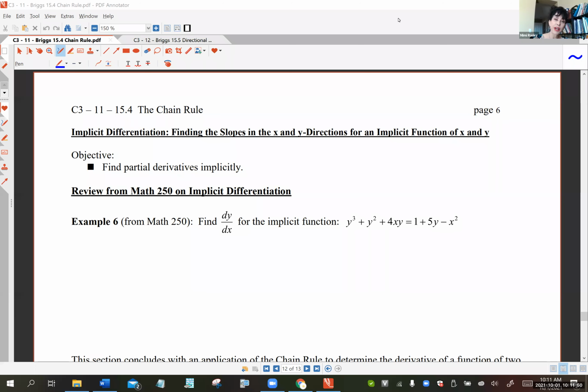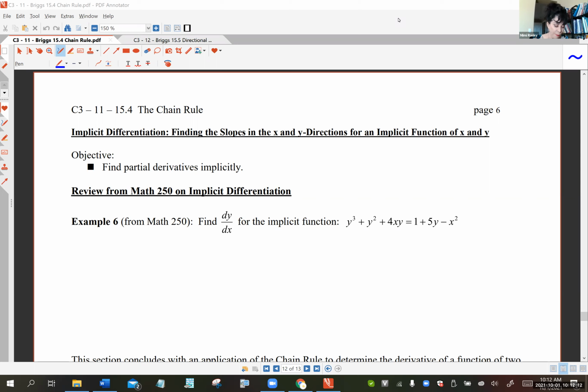Okay, welcome to another fabulous day in Calculus 3. Today we're going to do implicit differentiation. Yes, indeedy. So what is it? Well, you're going to find derivatives where the function that you're given is given implicitly. So what does that mean? So let's do some Calc 1 review.